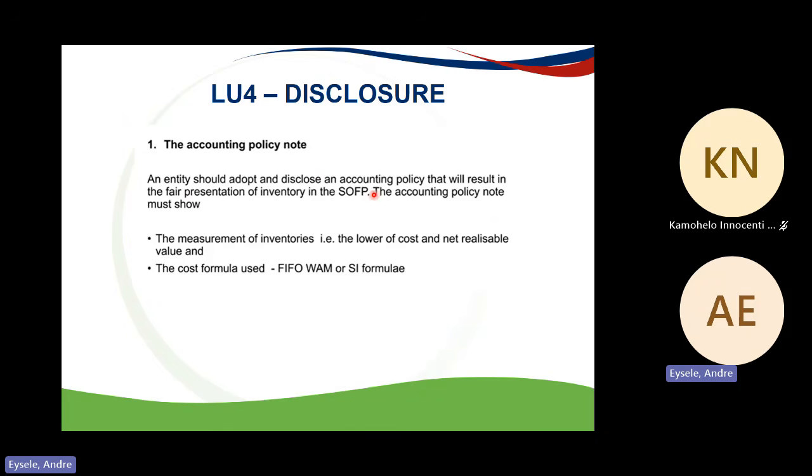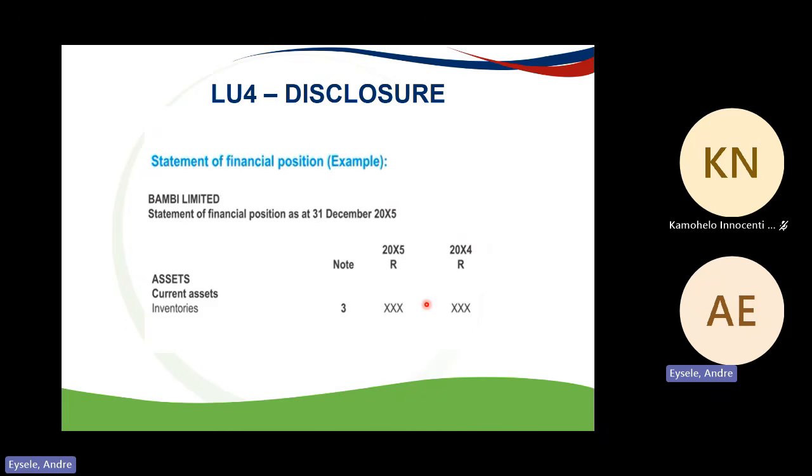Okay, the accounting policy note. An entity should adopt and disclose an accounting policy that will result in a fair presentation of inventory in the statement of financial position, and the accounting policy note must show the measurement of inventories, the lower of cost and net realizable value, and the cost formula used, either FIFO, WAM, or a specific identification formula. But this, colleagues, you can always get from the information in the question. It's easy. The statement of financial position always shows inventories, which is the lower of cost and net realizable value, plus the comparatives.